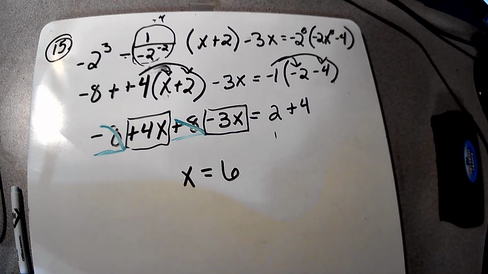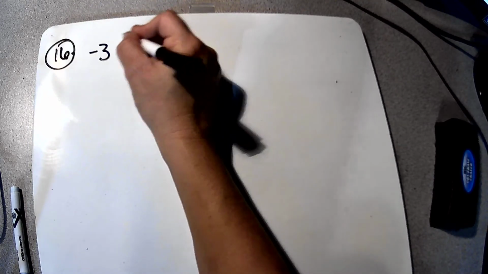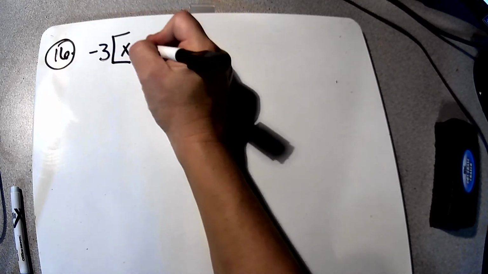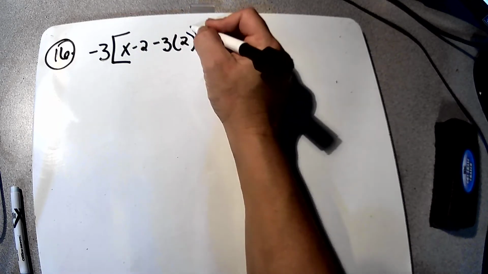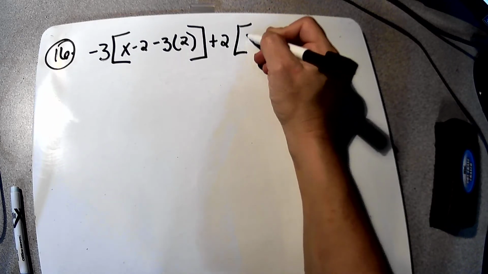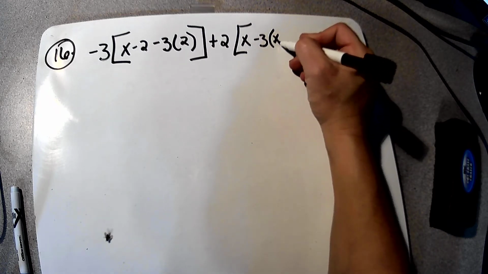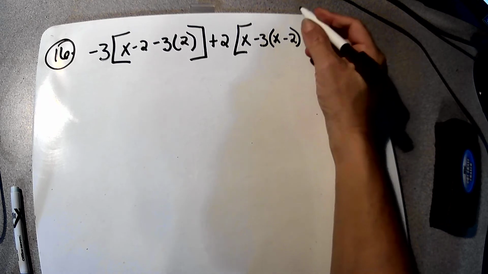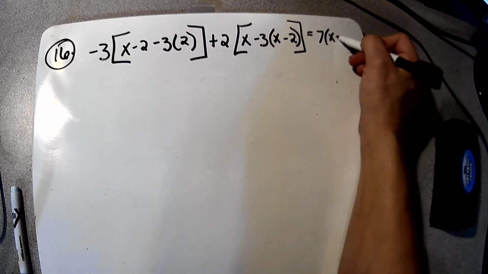Alright. And this is the last one. And this one looks confusing because it's got brackets, but it's actually pretty easy. Alright, 16, negative 3, and then our bracket, x minus 2, minus 3 times 2, and then close bracket, plus 2, x minus 3, times x minus 2, and then close that bracket, equals 7 times x minus 5.